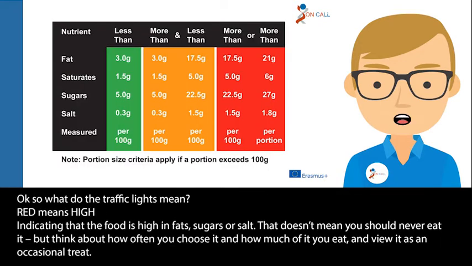Okay, so what do the traffic lights mean? Red means high, indicating that the food is high in fats, sugars or salt. That doesn't mean you should never eat it, but think about how often you choose it and how much of it you eat, and view it as an occasional treat.